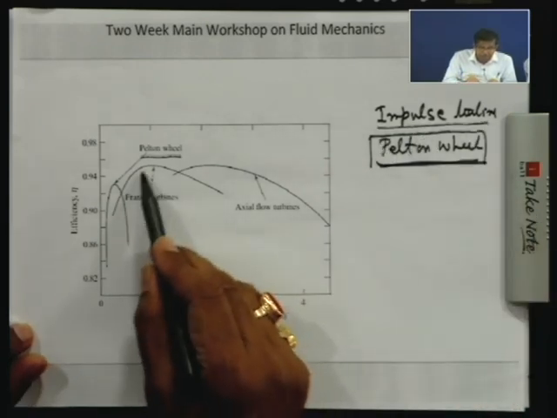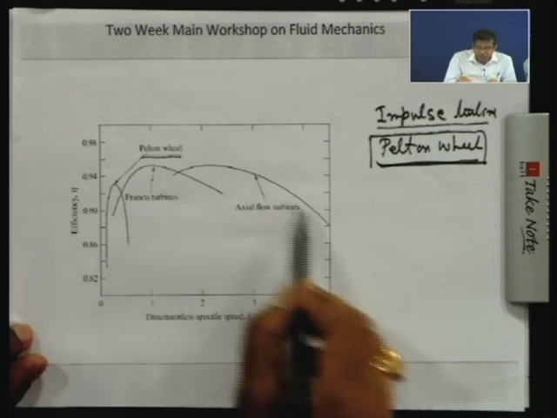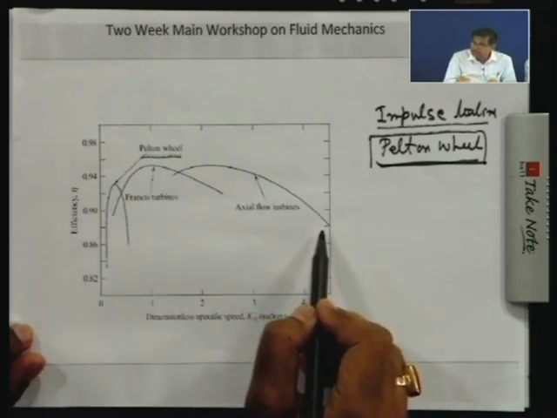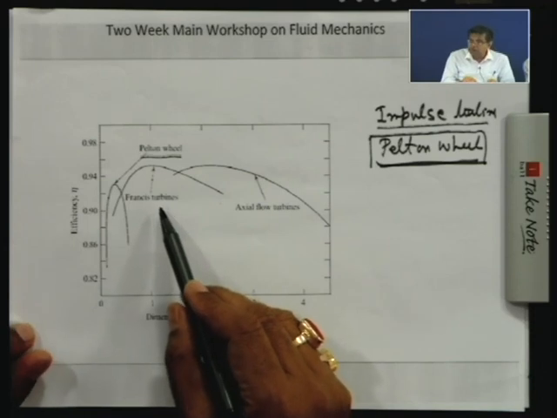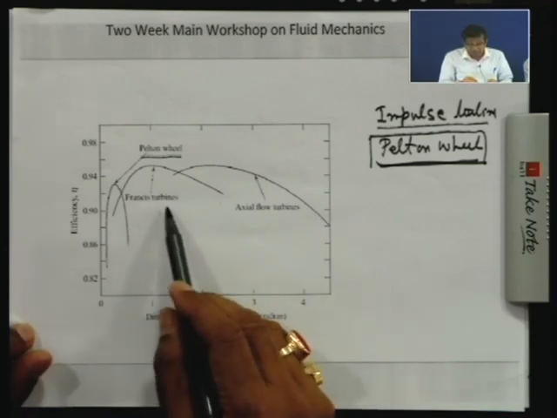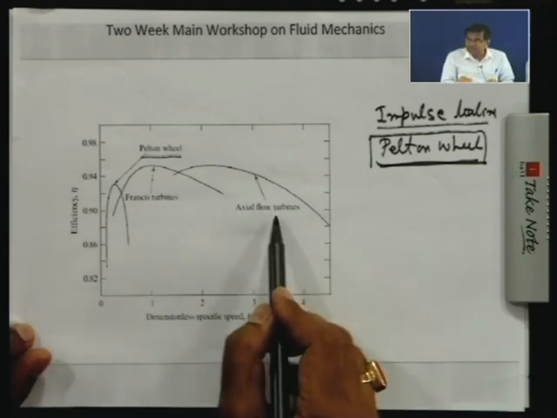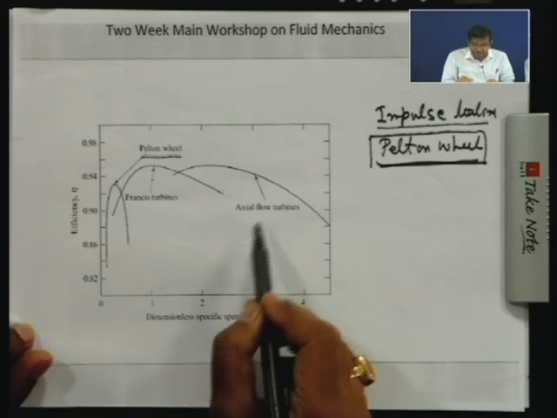Now, Francis turbine we have discussed, and axial flow turbines, that is Kaplan turbines, which evolved from the concept of the radial flow reaction turbine. These are axial flow reaction turbines which can accommodate more flow rate and work relatively more efficiently at a lower head.